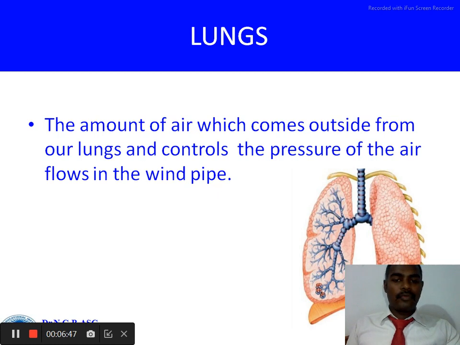Lungs. The amount of air which comes from our lungs controls the pressure of the air flow in the windpipe. That means the air comes from our lungs and spreads to the various parts. During this time the sounds are produced.